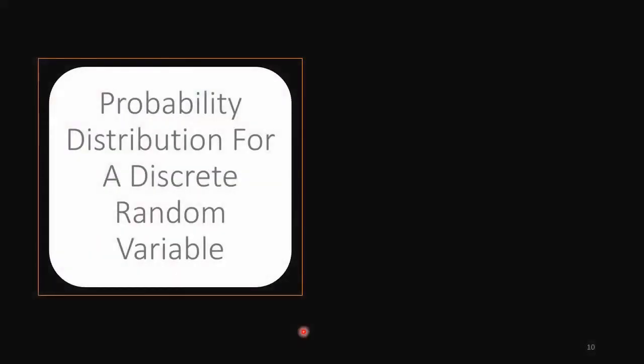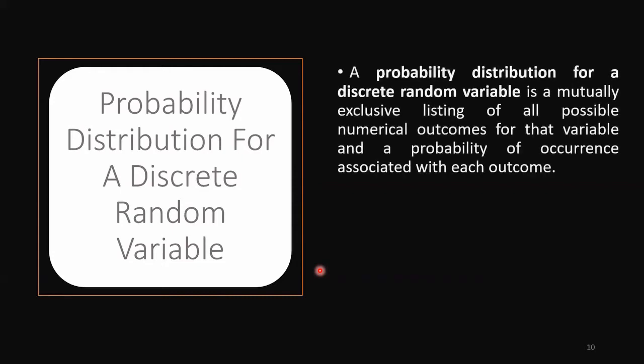So we talked about the discrete random variable. Now we are a bit more interested in the probability distribution. We are interested in a probability distribution for a discrete random variable. What is this? So first and foremost, let's have a look at what this means. A probability distribution for a discrete random variable is a mutually exclusive listing. Remember what mutually exclusive means? It means several events which cannot occur at the same time. A listing of all possible numerical outcomes for that variable and a probability of occurrence associated with each outcome.